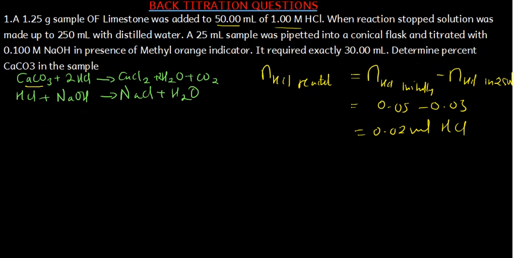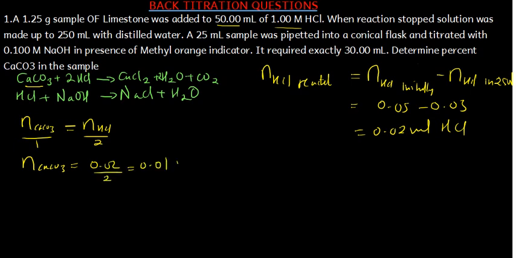Now from the mole ratio you can see that number of moles of calcium carbonate over 1 is equal to number of moles of hydrochloric acid over 2. And so to find the number of moles of calcium carbonate which reacted, we'll just get the number of moles of hydrochloric acid, which we can see there as 0.02, and then divide by 2, and that is going to give us 0.01 moles of calcium carbonate.